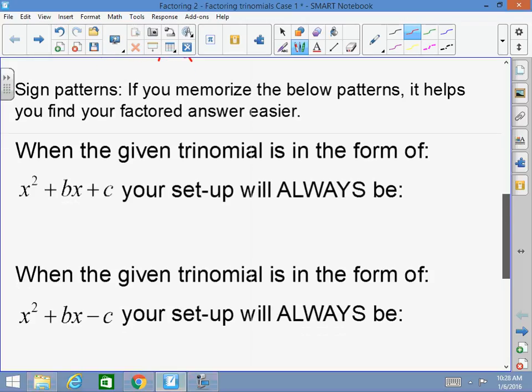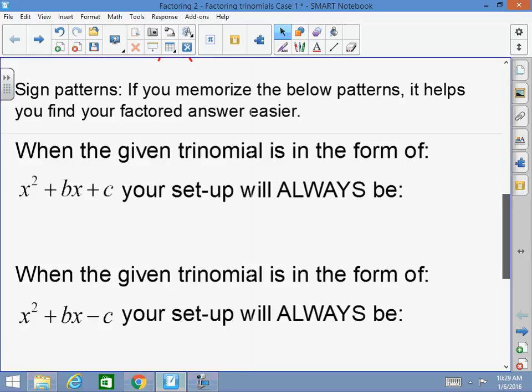Okay, now, sign patterns. I added this on to you guys, not to be a jerk or to add extra stuff for you to learn, but read what I put here. Sign patterns. If you memorize the below patterns, it helps you find your factored answers easier. Is this a requirement to know your sign patterns? No. Does it help you? Yes. So it's one of those things like a lot of things in life. It's not required. You're going to get the right answer eventually, probably, but this will make your life a little bit easier, in my opinion.